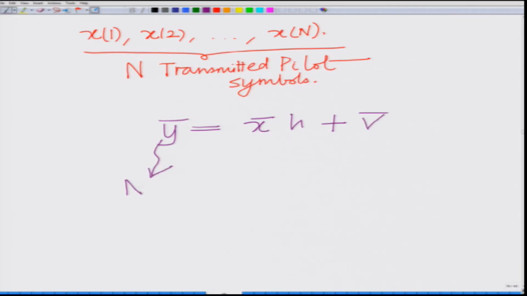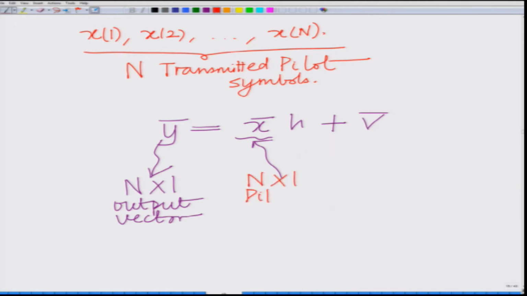So, this y bar is the n cross 1 output vector, x bar is your n cross 1 pilot vector, h is of course the channel coefficient, v bar is the n cross 1 noise vector, and this is also something that we have already seen before, that is y bar equals x bar times h plus v bar, where x bar is the n dimensional pilot vector. And then we computed the maximum likelihood estimate.